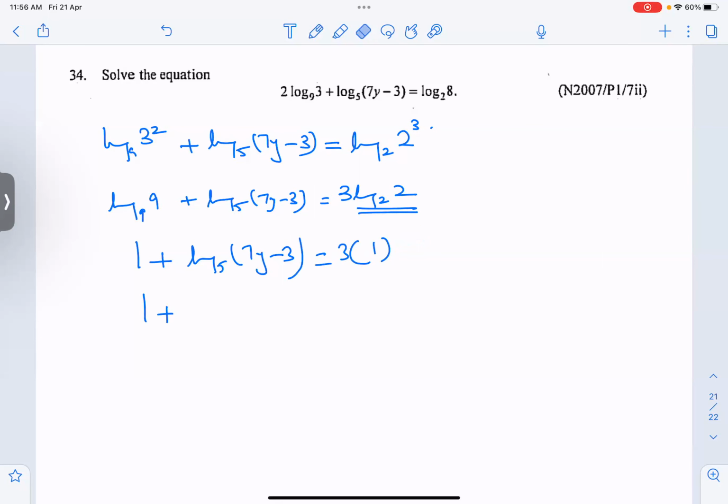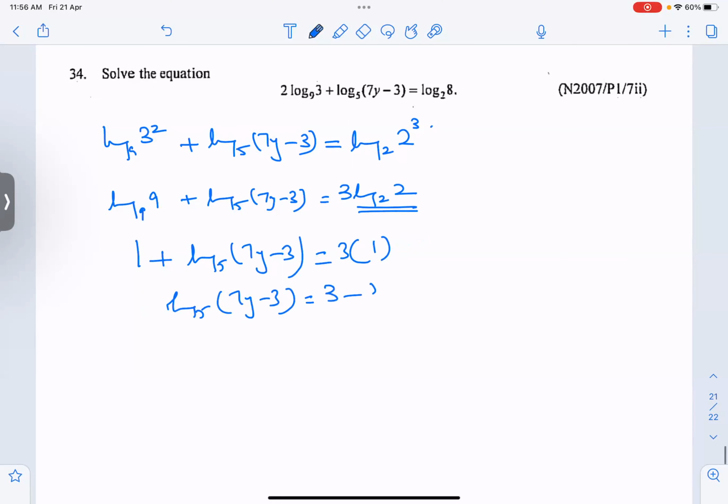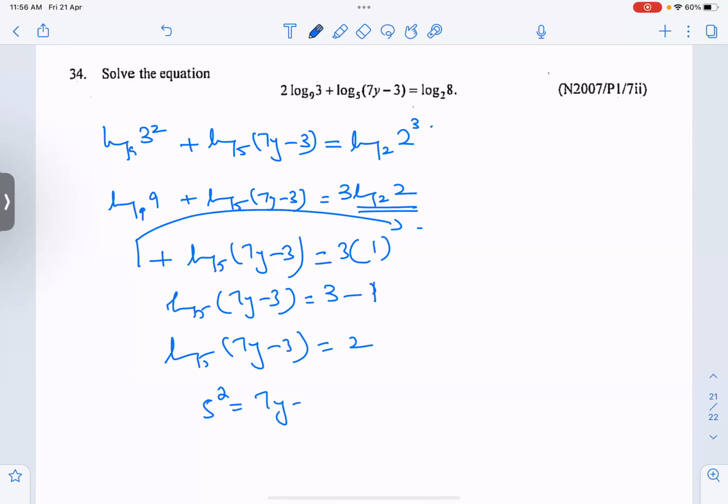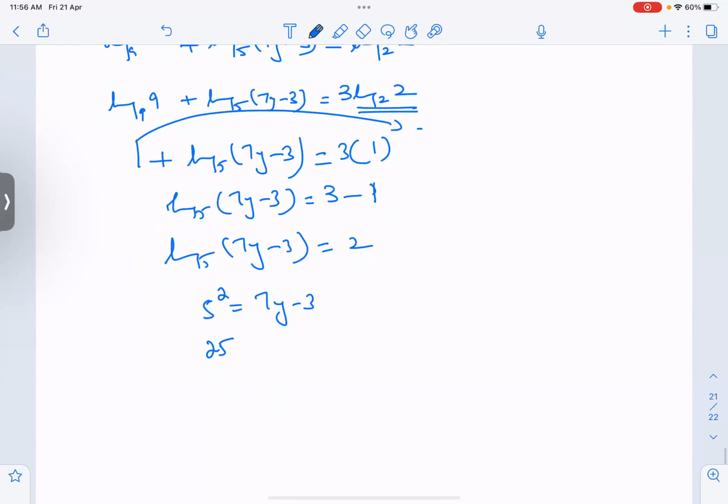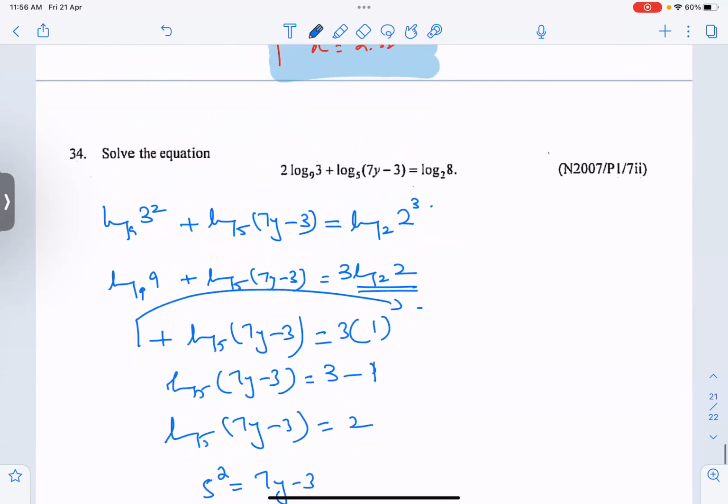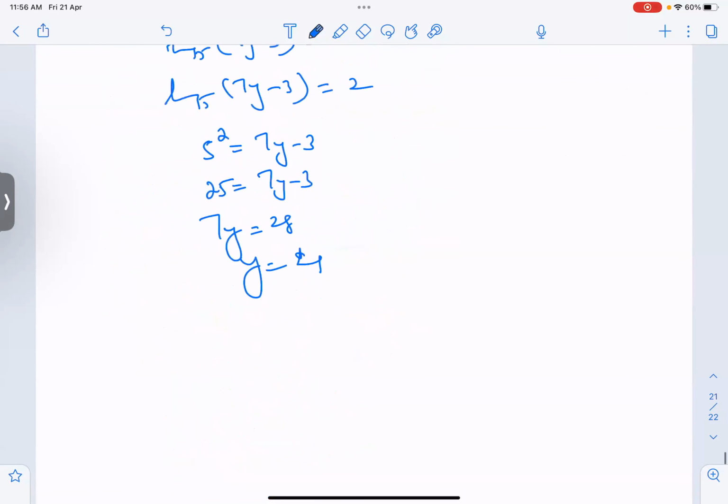So now I can shift this 1 onto that side and I will get log 5 (7y minus 3) equals 3 minus 1. This one has also gone to that side. Log 5 (7y minus 3) equals 2. Now I can change from logarithmic form to the index form. 5 to the power 2 equals 7y minus 3. 5 to the power 2 is 25 equals 7y minus 3. 7y equals 28, y equals 4. Once I get the value of y, this is what you had to find out. y equals 4. कुछ पूछना है किसी को?